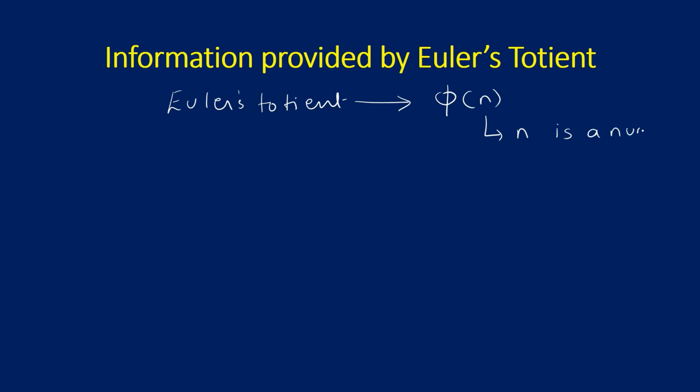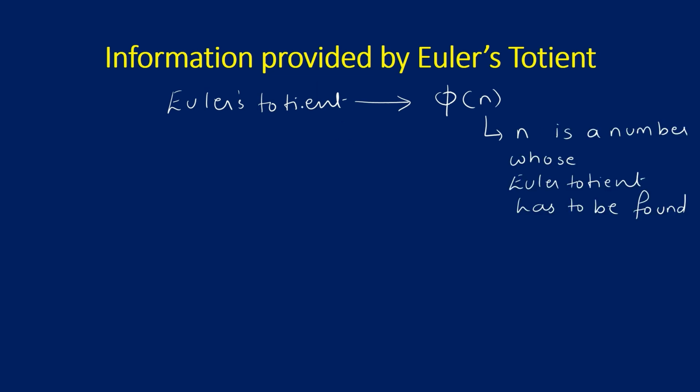Now we move ahead to understand the concept of Euler's Totient. First and foremost, Euler Totient is represented by a standard universal symbol called phi of n, where n is a number whose Euler Totient has to be computed.